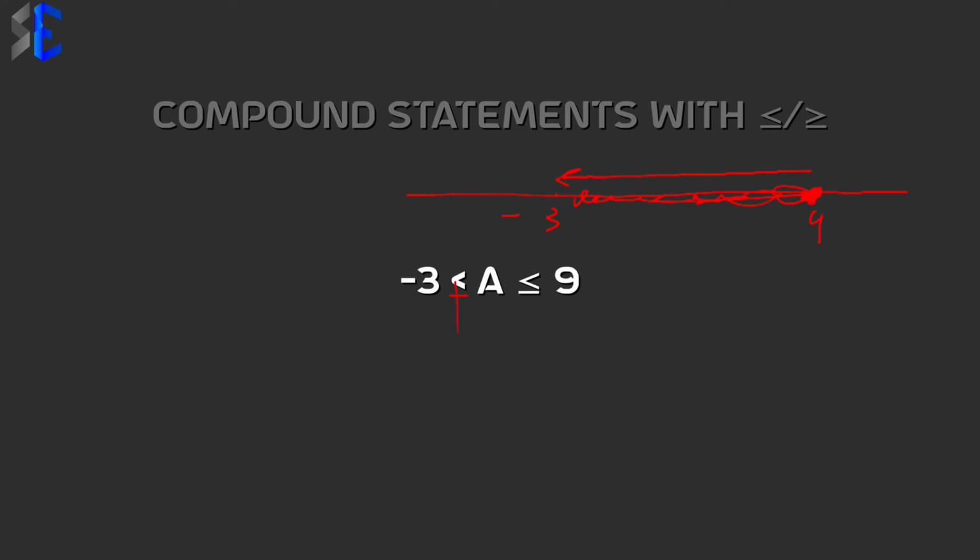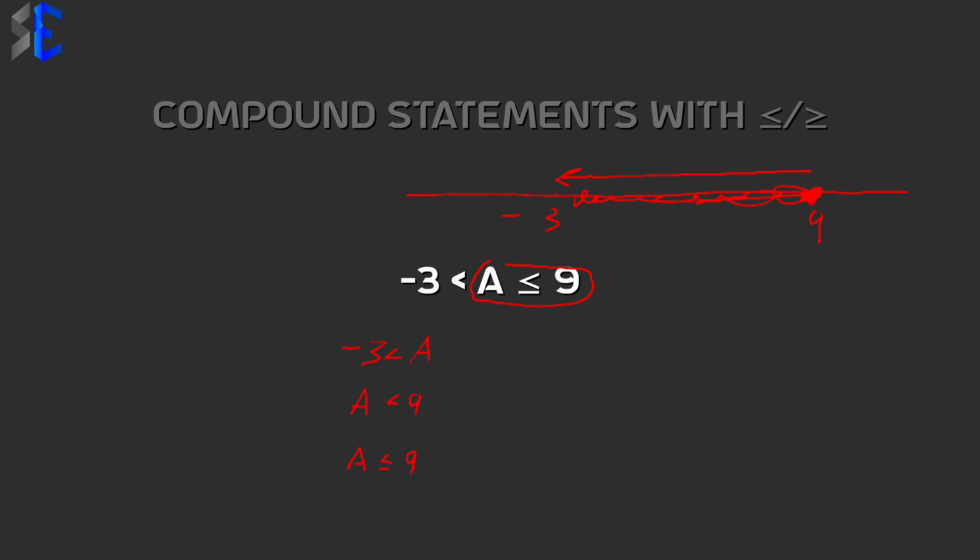Okay, so here's what I would do first. I would take the sign that doesn't have the equal to aspect. So all that is just -3 is less than a. So that's pretty easy. But you also know that this can also be true. Let's just say a is less than 9, this can also be true, and this can also be true.